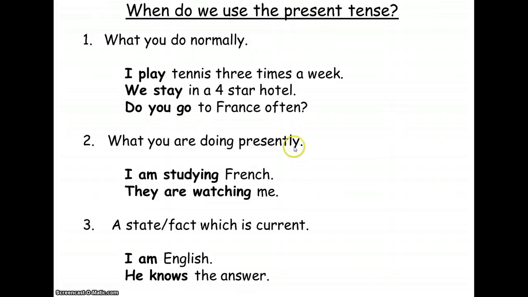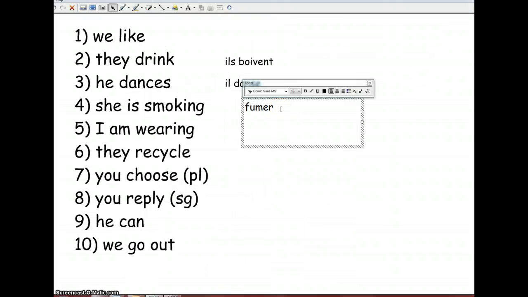And remember, there are 2 or 3 present tenses in English. I play, but I am studying. We've got this one here this time with she is smoking. We've got the ing form. So don't think that it's something different. Okay, so this one we're going to have to look up in the dictionary. Fumer means to smoke. So again, it's an er verb.